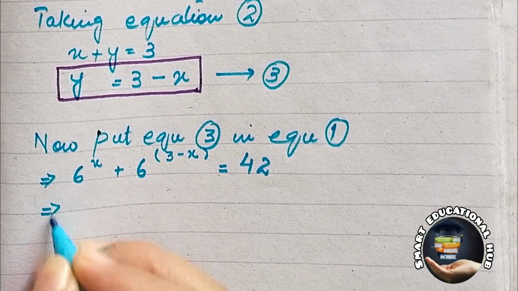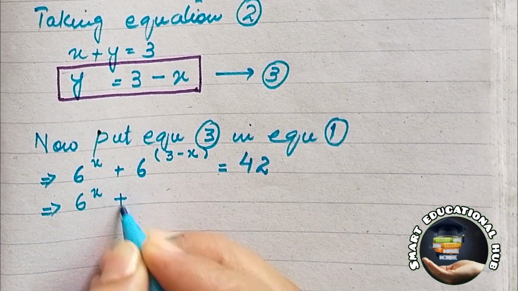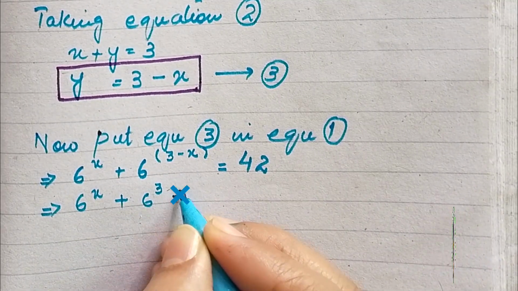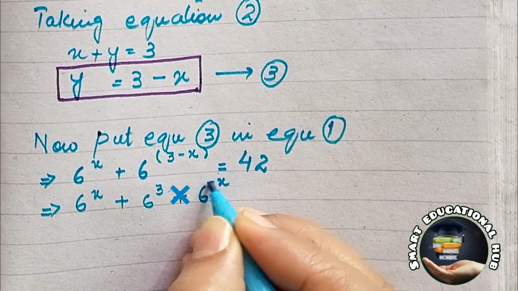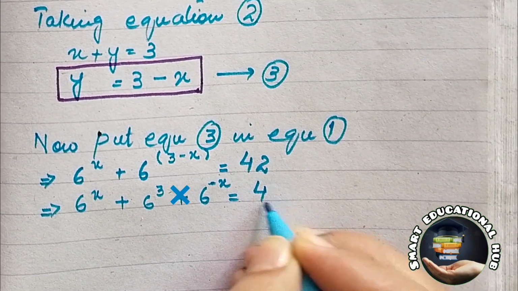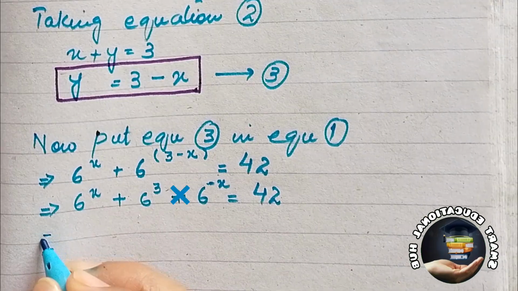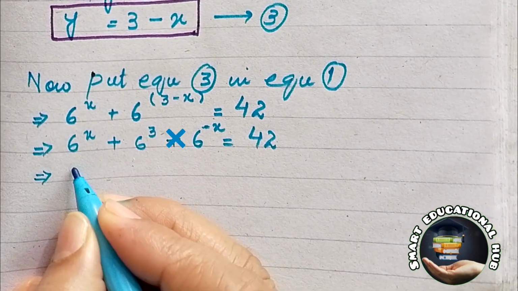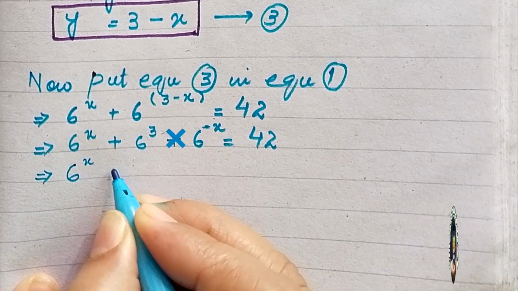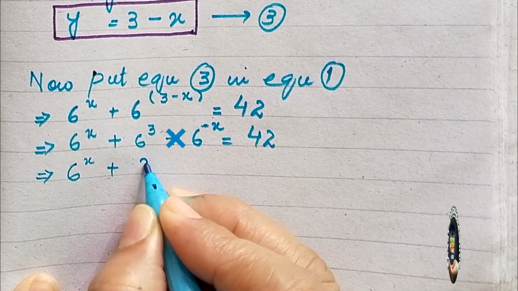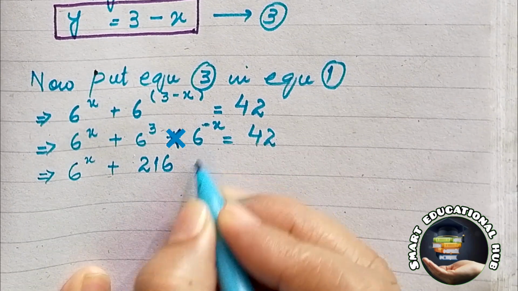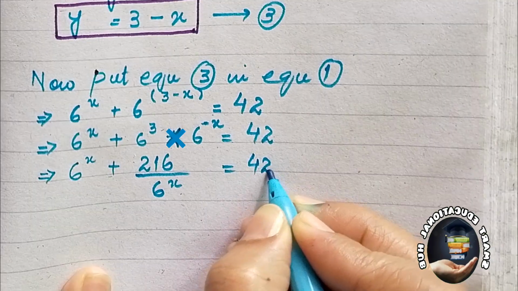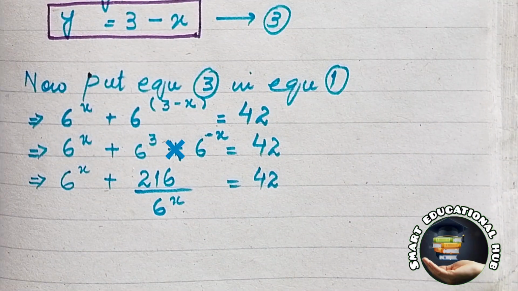Now simply it will be 6 to the power x plus 6 to the power 3 multiplied by 6 to the power minus x equals to 42. But now we know a rule of exponents, right? We know the rule of exponents. 6 to the power x plus 6 to the power 3, which is 216, upon 6 to the power x equals to 42, right?